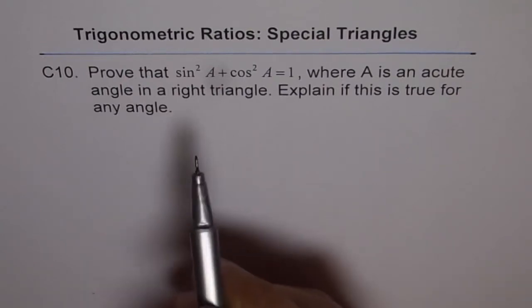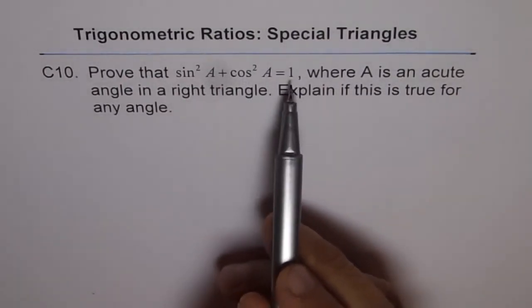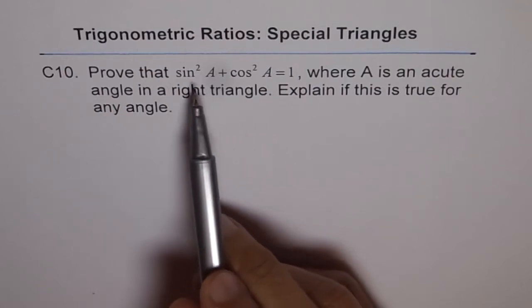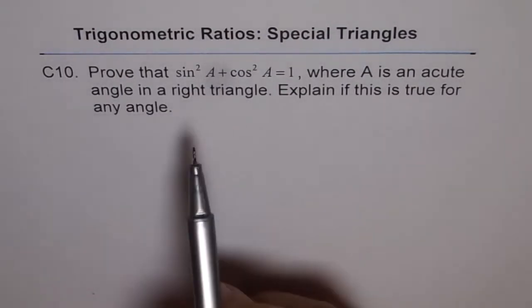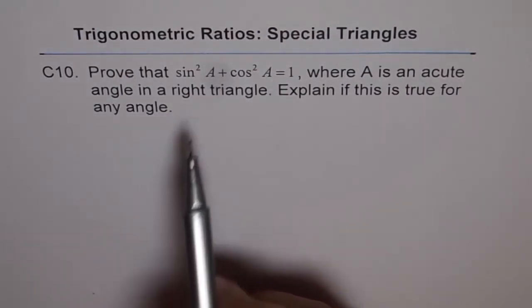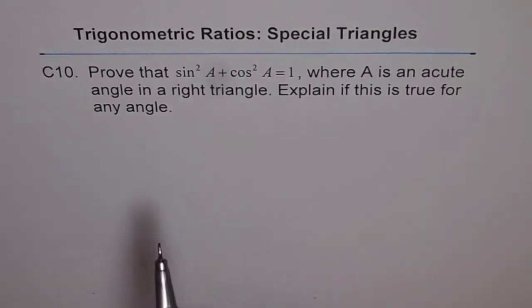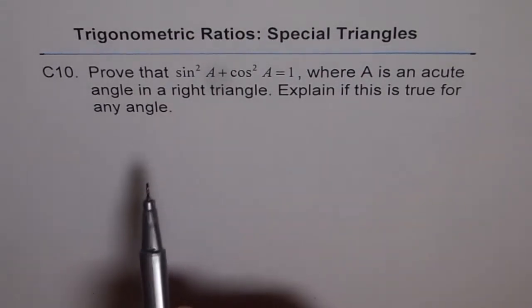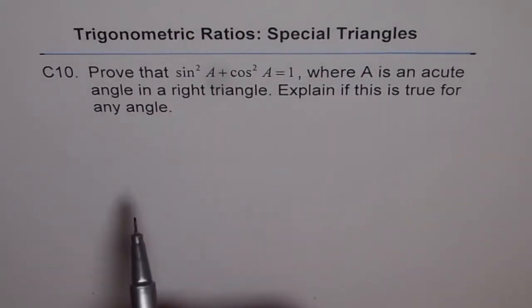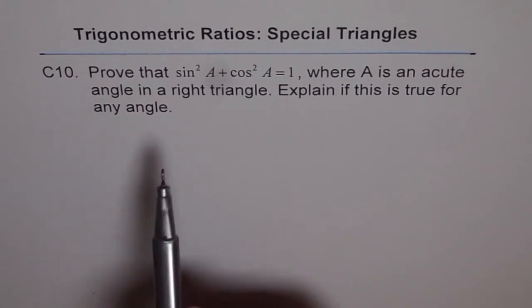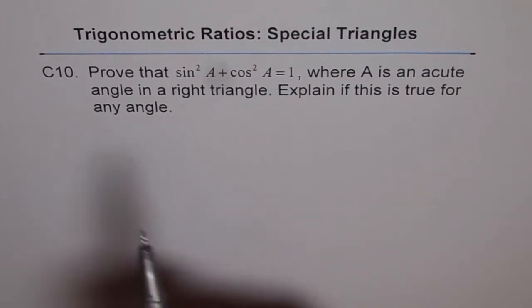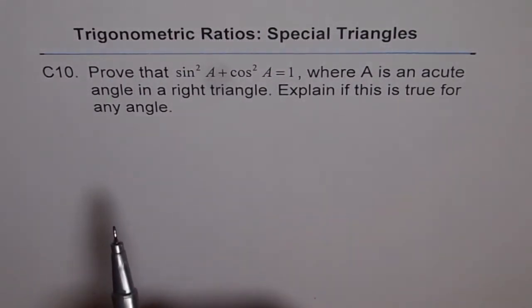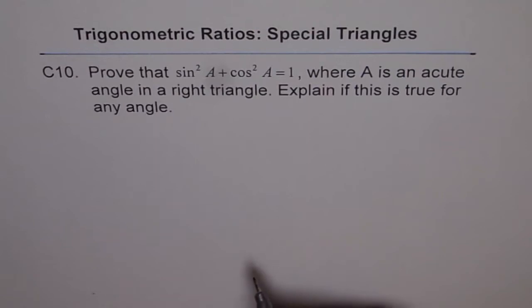Now, if sine square A plus cos square A equals 1 for any angle, then this equation will be called an identity, because equations normally are true only for few values, while identities are true for all values, correct? And that's why it plays a very significant role. And you'll find use of sine square A plus cos square A equals 1 in most of the trigonometric identities. Let's try to prove it.